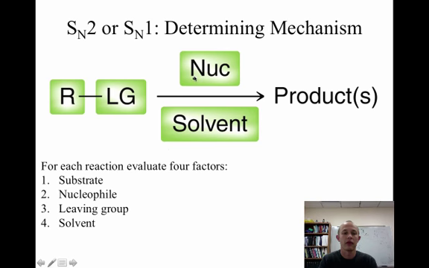Next we'll look at the leaving group. This won't really tell us whether or not we have an SN2 or an SN1, but it will tell us whether or not the reaction will be favorable at all. And then solvent can often give us information about whether SN2 or SN1 reaction will be preferred.